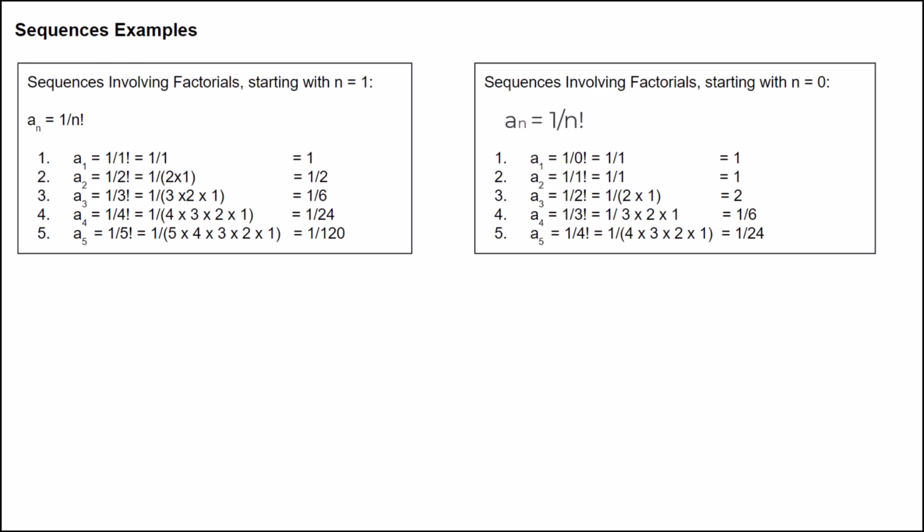So for example, the 5th term of this sequence would equal 1 over 4 factorial, or 1 over 4 times 3 times 2 times 1, which equals 1 over 24. So that's the 5th term in this example, whereas it was the 4th term in the example that we looked at previously, because we started numbering terms at a different spot, 0 in this case instead of 1.